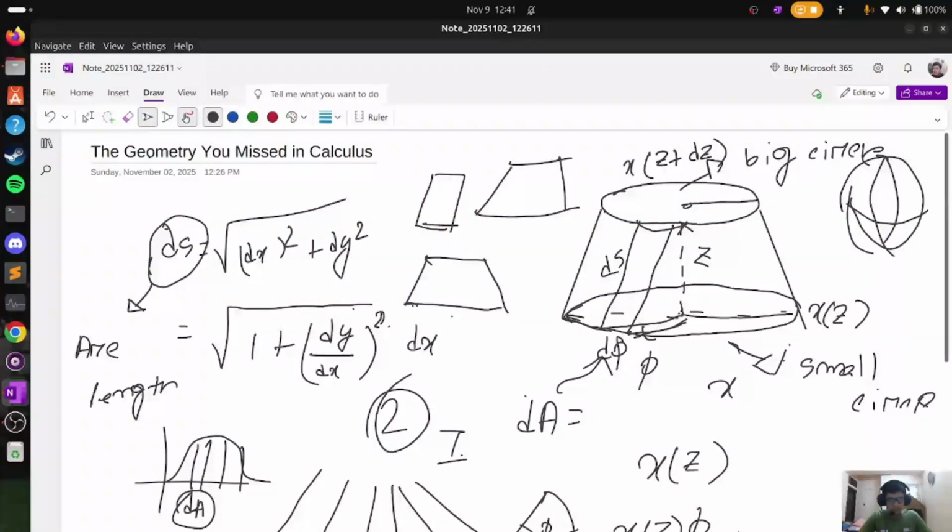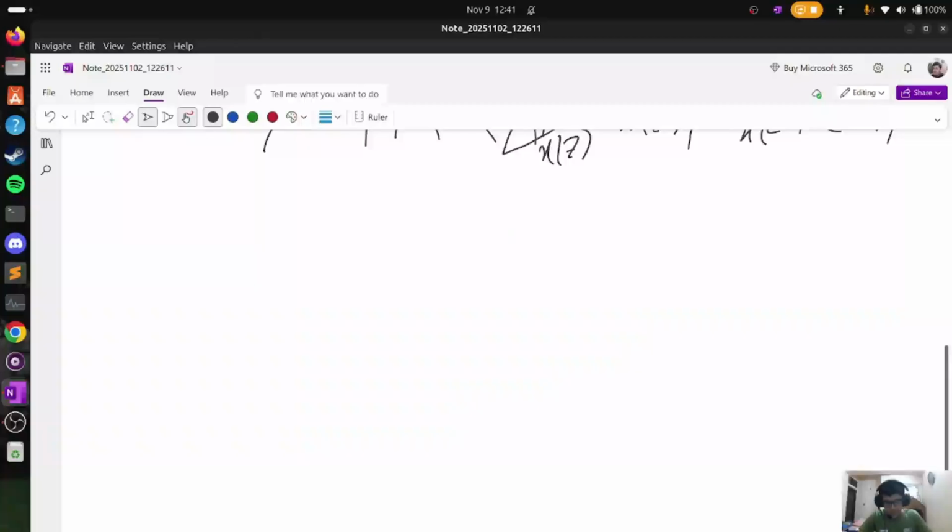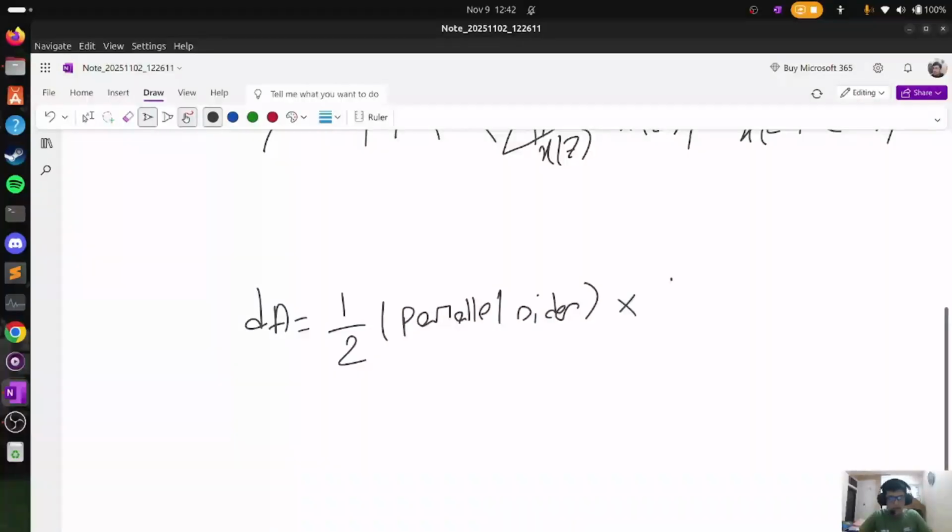So in the upper surface, it will be x of z plus dz. Oh, I forgot to mention, it should be d phi, because we are taking a small strip. Okay, so now let's move to the area part. We know that half of the sum of the parallel sides into the height gives the area.